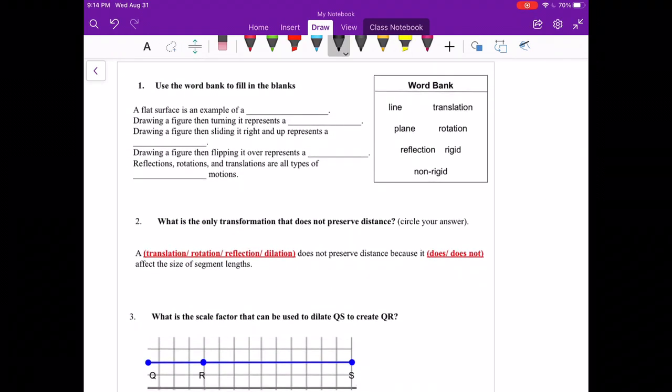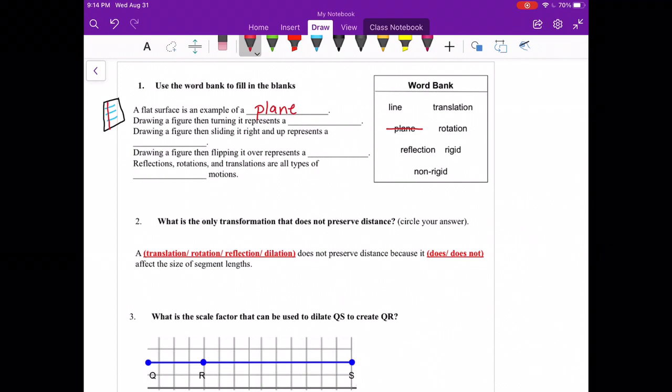So what we want to do for question number 1 is start by reading the problem. The first thing that we're going to talk about is the first sentence. It says, a flat surface is an example of a blank. Well, we can think of a flat surface as like a piece of paper. And a piece of paper is actually representative of a plane. So let's write that word down in the blank and we can cross it off of our word bank.